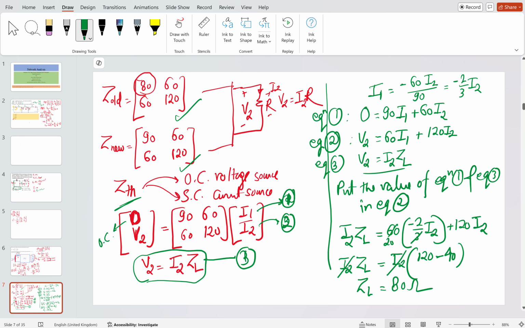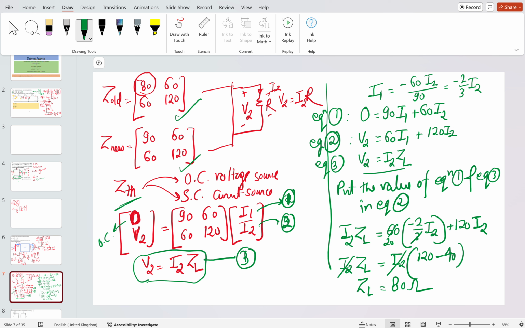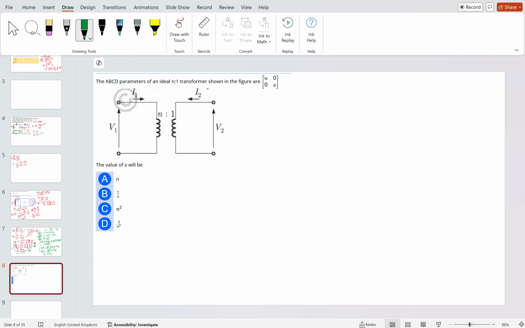If you're facing any doubt in solving this problem, try to solve it at home also. Okay, no problem, try to solve it again at home. It is a good problem. Here we have seen three concepts: first, finding the value of Z from the Y matrix; then finding the value of Z new if a series impedance is given; then, if a load is connected, how to find the third equation from that load itself. Try to solve this problem.